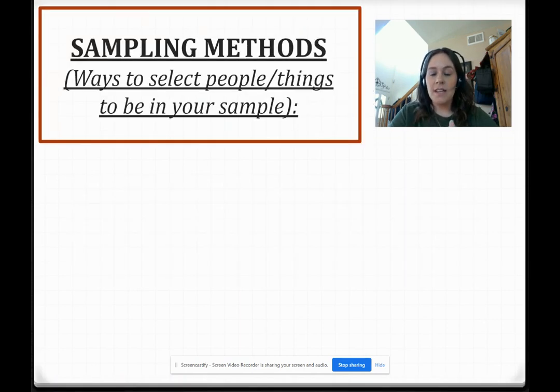So we're going to break this up into kind of three parts today. The first thing we're going to talk about is sampling methods. Now, as always, if you don't have the notes in front of you, maybe please pause the video, take a minute to print them off, or get out a sheet of binder paper so that you yourself can write down some information. When I say sampling methods, really all I'm referring to is the ways to select people or things to be in your sample.